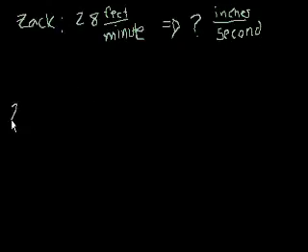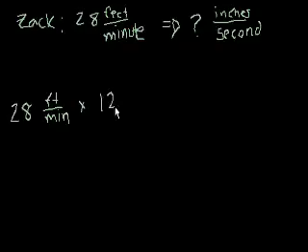So let's say I had 28, and I'll write FT short for feet per minute, and I'll write min short for minutes. So 28 feet per minute, let's first figure out how many inches per minute that is. Well, we know that there are 12 inches per foot, right? And if you didn't know that, you do now. So we know that there are 12 inches per foot. So if he's going 28 feet per minute, he's going to be going 12 times that many inches per minute.